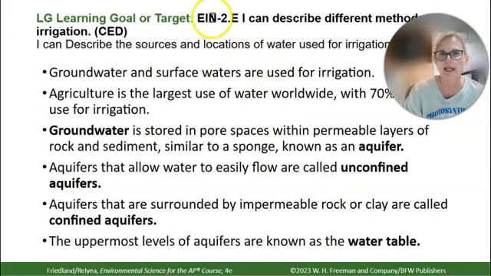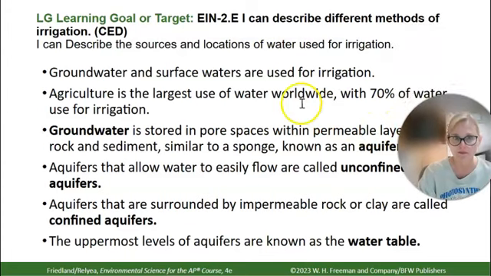The first one says EIN-2.E, I can describe the different methods of irrigation. It comes from the course and exam description from the College Board. The other one right here is a little bit more specific.